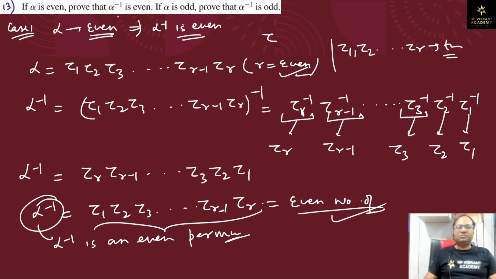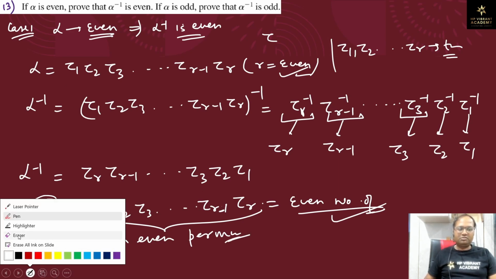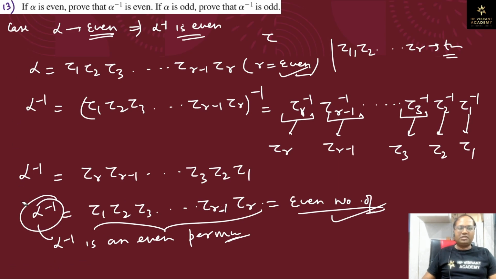ठीक है? Similarly, let us take alpha as odd. Okay, so case 2 में क्या है हमारा, अल्फा ऑड है, तो हमें क्या शो करना है, अल्फा इज ऑड, देन वी हैव टू शो अल्फा इनवर्स इज ऑड परमुटेशन। ठीक है, तो अल्फा ऑड है ना, तो इसको ऑड नंबर ऑफ ट्रांसपोजिशन में ब्रेक होगा। ठीक है, तो R is odd.